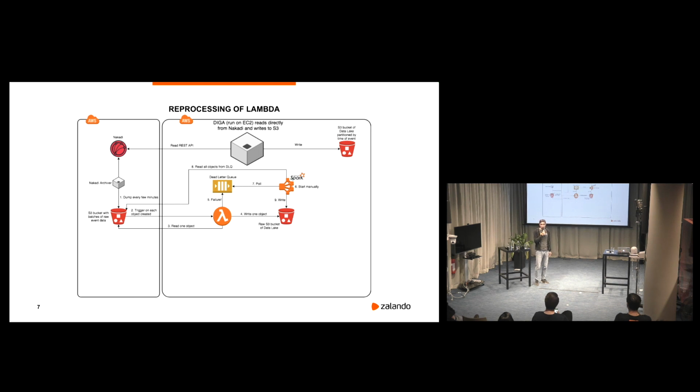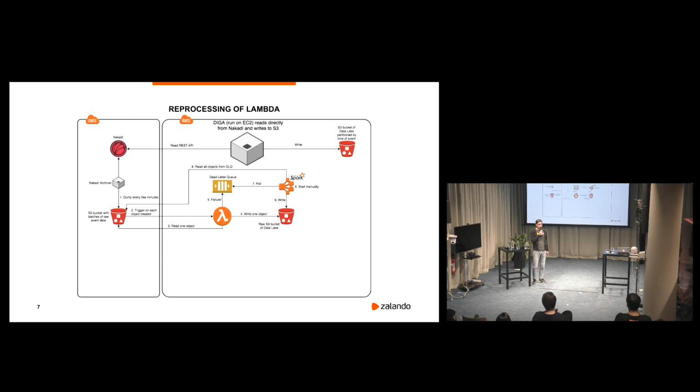Well, it worked, but every time you had an incident and something started to fail and you had those messages in the dead letter queue, you had to go and run a script that would spin up an EMR cluster and run a Spark job that would repeat everything your Lambda is doing. Yeah, it worked. Not very nice, but it worked.